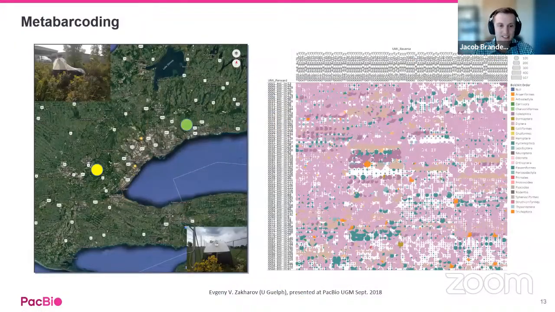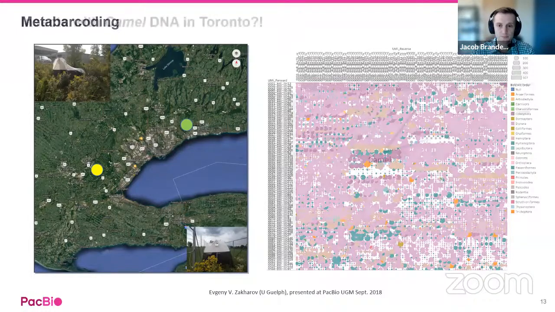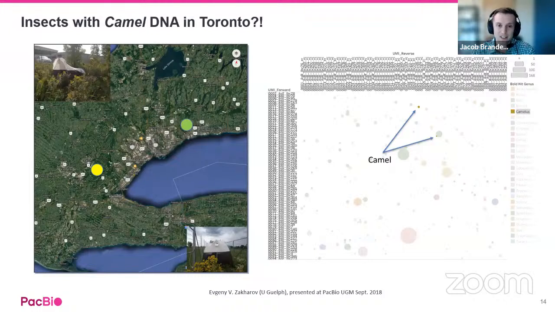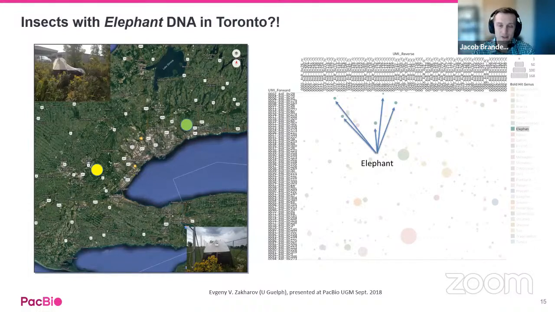Some interesting data has come out of this project. This is a picture here of the testing site in yellow on the left, and this is Toronto, Canada again. On the right, you can see the different organisms that were found as part of this metabarcoding process. What they've done is taken different environmental samples and sequenced them to see which species they can identify from those samples. The list on the right and the different colors all track back to different species. Some interesting ones that they found in Toronto were some instances of camel and some instances of elephant. They were a little bit perplexed at first as to what might be going on here.